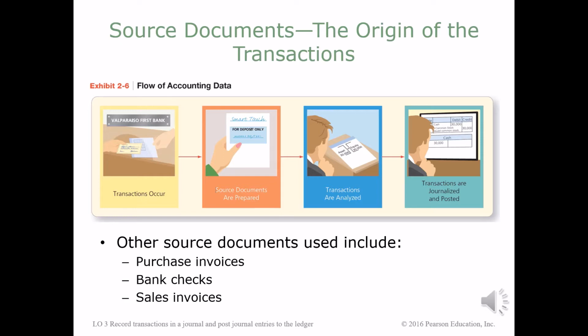When a real transaction occurs, there will be a source document, such as if you write a check in payment of a bill, you will have both a copy of that bill and a copy of that check. Those transactions are analyzed to determine what account categories are affected and what accounts within those account categories. And then the transactions are journalized. That means we write a journal entry that has both a debit and a credit in it, and then we post that to our ledgers.